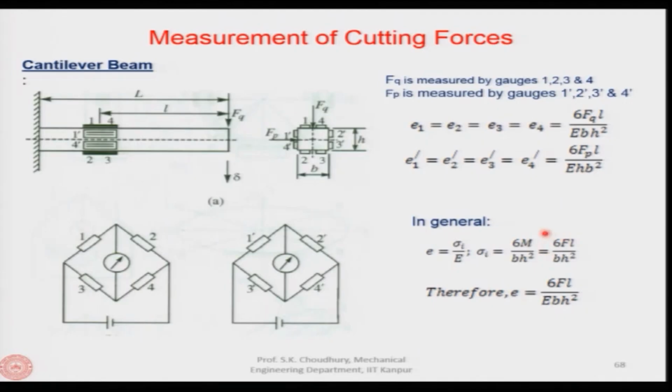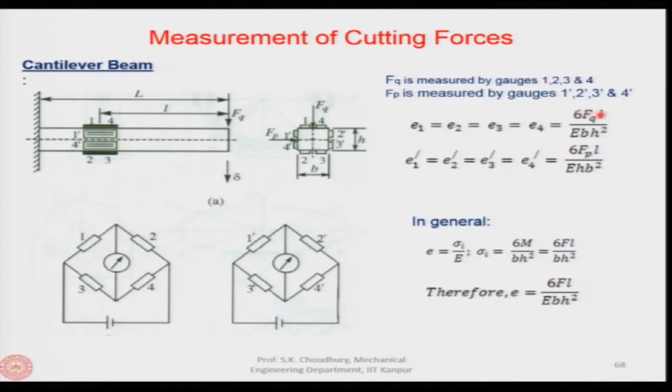Okay. Now, M is the moment, which is the force applied here times the length, F into L. All right. So, 6 into F into L divided by b h square will be the normal stress. Therefore, the strain that we get will be 6 F L divided by E b h square in general. Now, if we are measuring E1, E2, E3 and E4, since they sense Fq, this F will be Fq here.